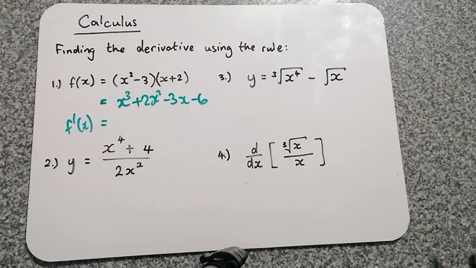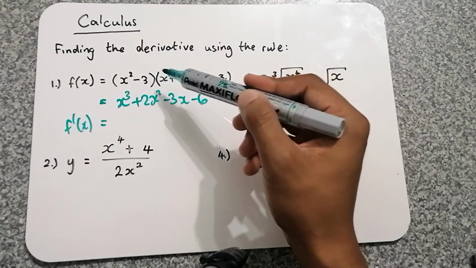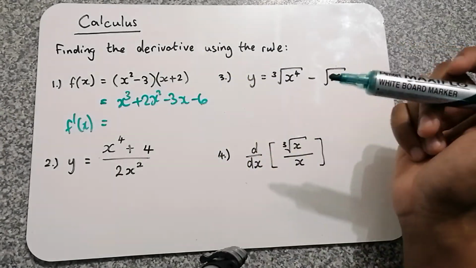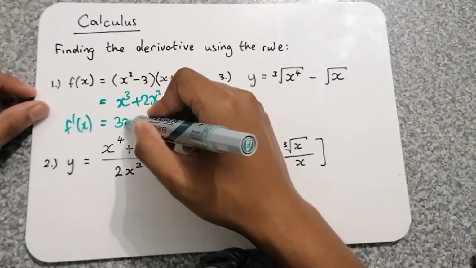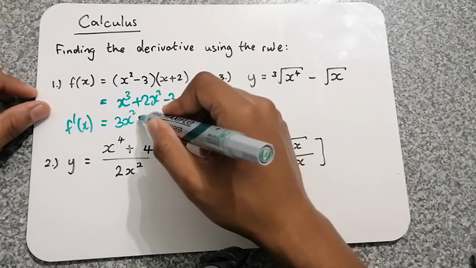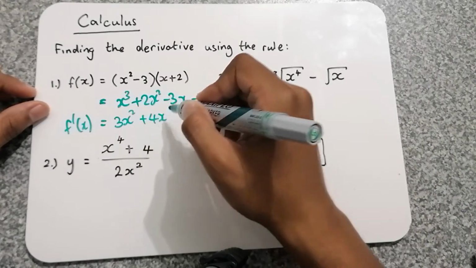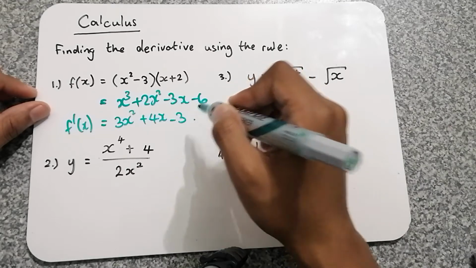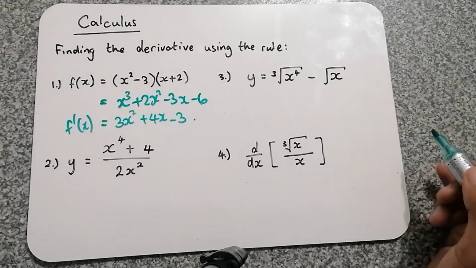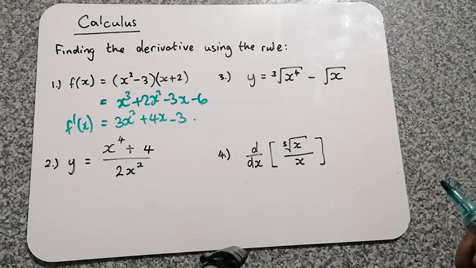Once we take the derivative, we're going to take our exponent, multiply it by the number in front, and then decrease the exponent by 1. So this becomes 3x squared. That becomes 4x. This is only the negative 3, and the negative 6 simply becomes 0. So we stop there. Right.